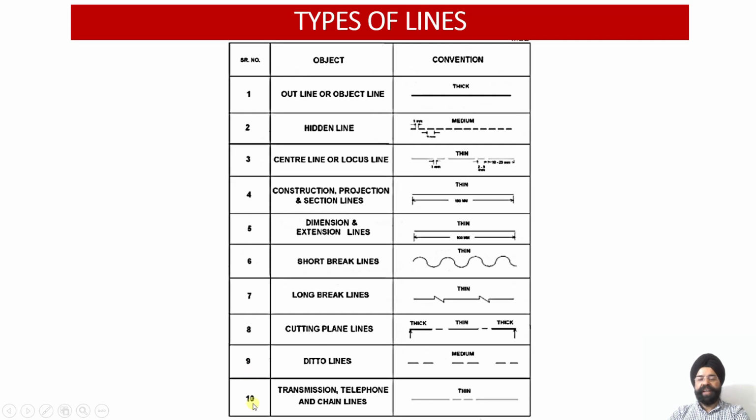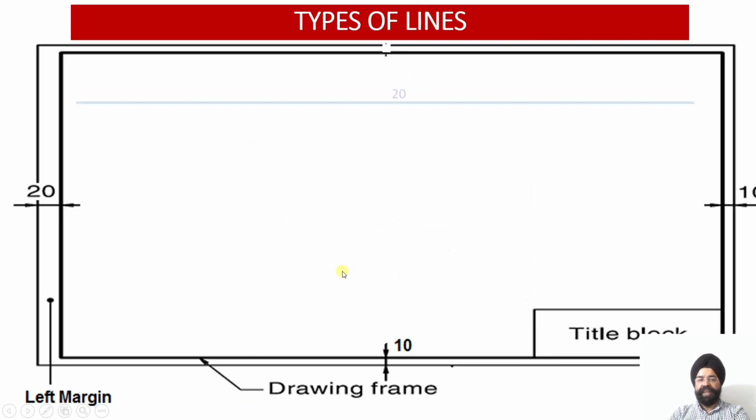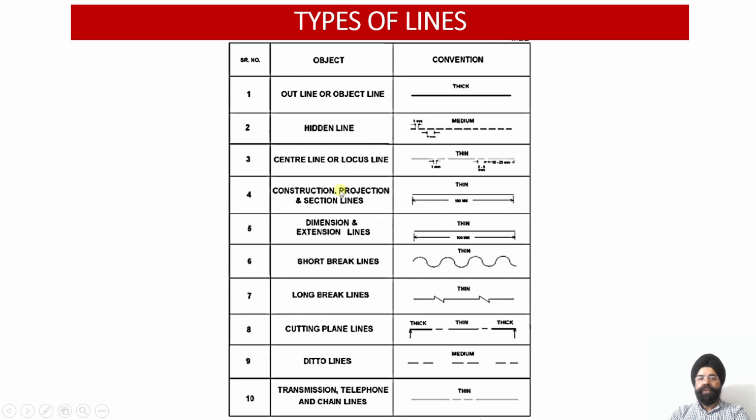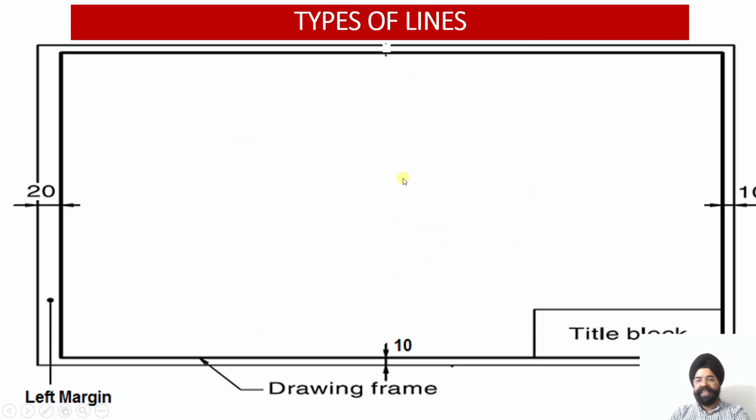Usually when I draw it onto the drawing sheet, 11 rows are to be drawn. But here, since the space is less, I will assume that I will be drawing only the first 5 rows. So let us see how we can go about drawing all these conventional lines onto the drawing sheet.